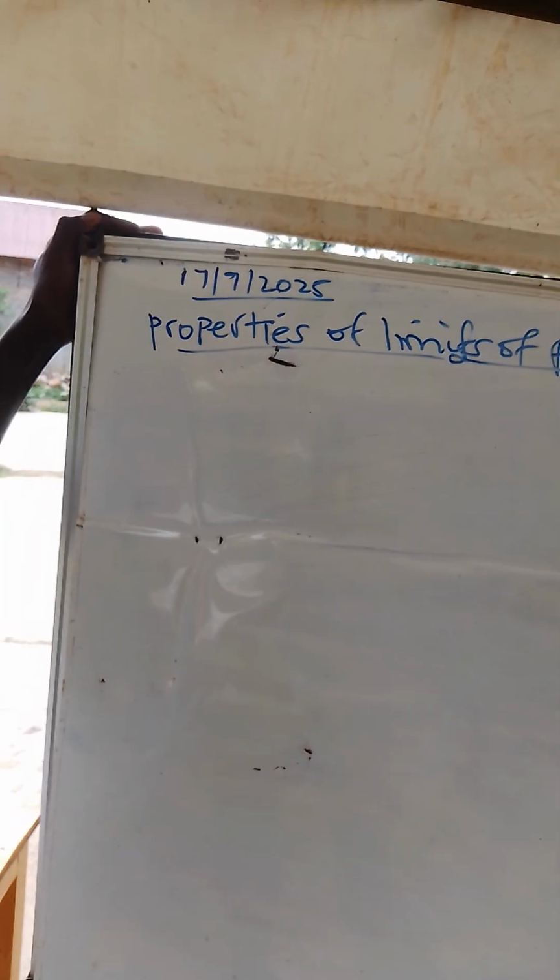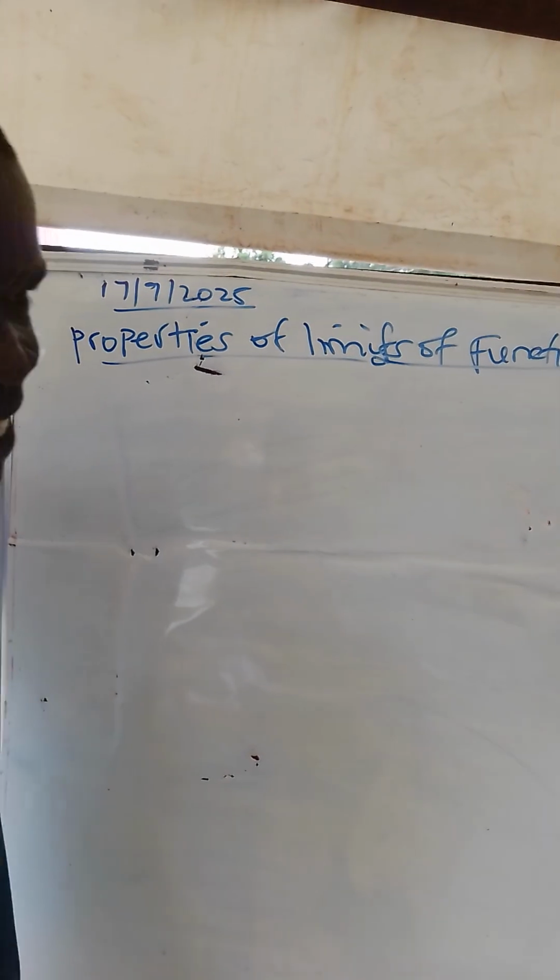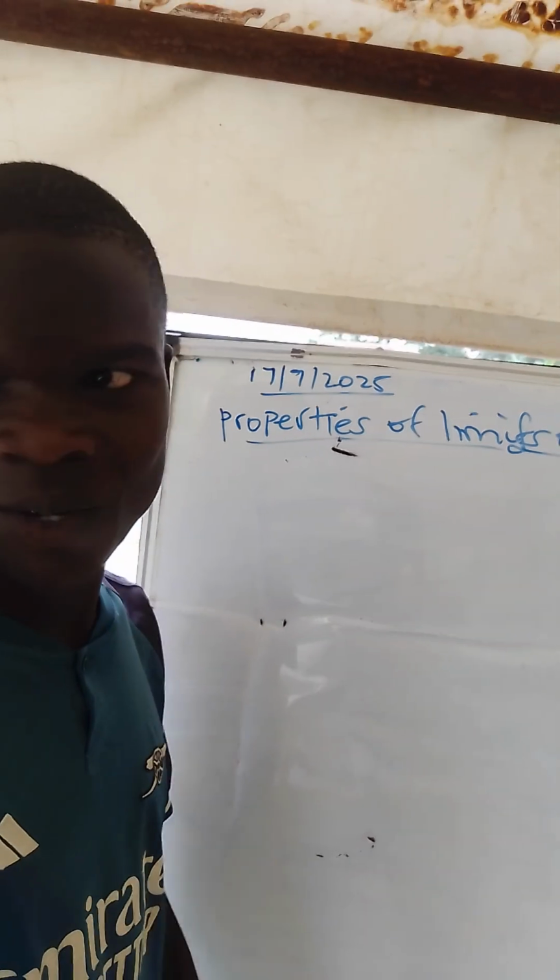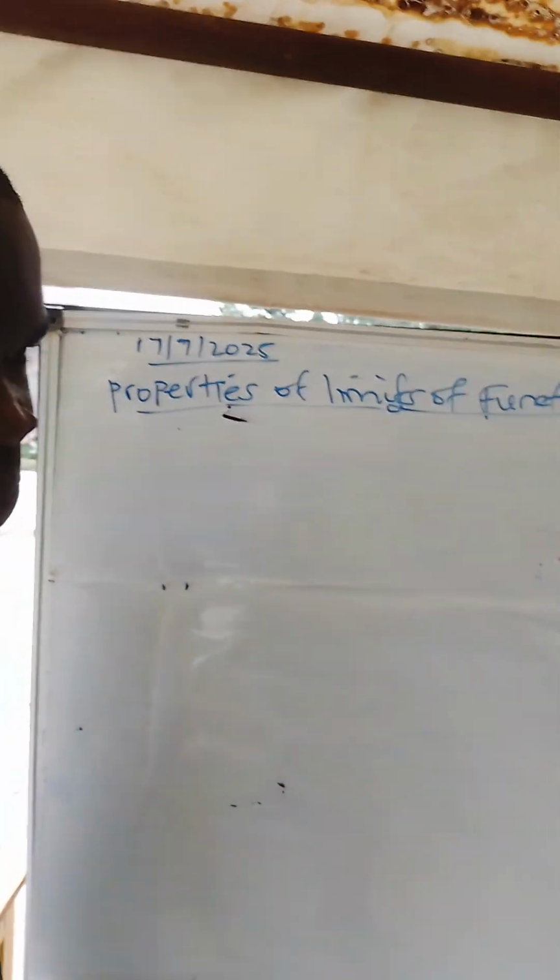We are going to look at the properties of limits of a function. In other words, these are the laws which we are supposed to follow when we are looking at the limits of a function.